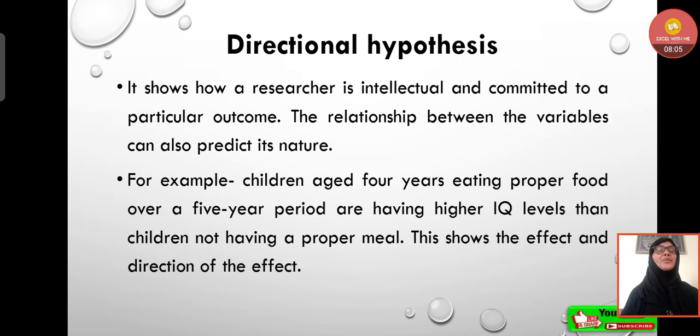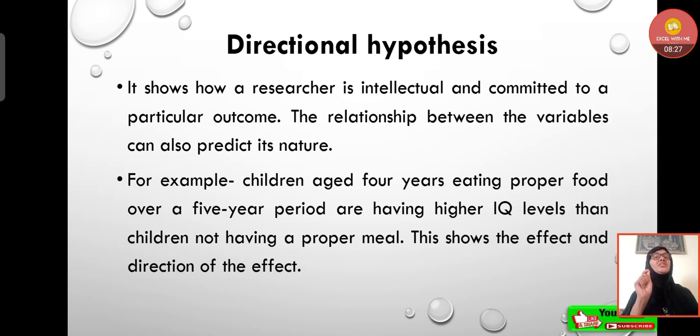Now, directional hypothesis, it shows how a researcher is intellectual and committed to a particular outcome. That means the relationship between the variables can also predict its nature. What is the nature of that prediction, whether may be directional or non-directional. Here we are understanding about the directional hypothesis.